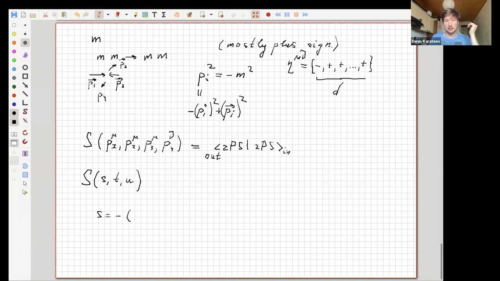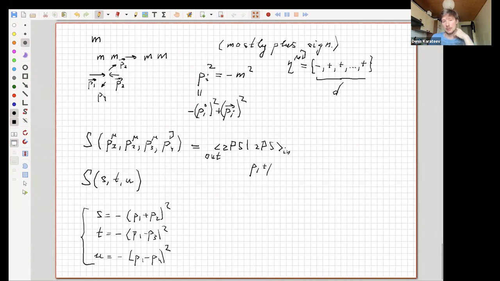And the most generic thing you can write is the S, T, U variables. They are defined as S is minus (p1 plus p2) squared, T is minus (p1 minus p3) squared, and U is minus (p1 minus p4) squared. You cannot write anything else. Also, this matrix element is true only when momentum is conserved, so there's another condition: p1 plus p2 should be equal to p3 plus p4. This condition comes from translation invariance. So we use basically all the symmetries to say how the scattering amplitude looks.